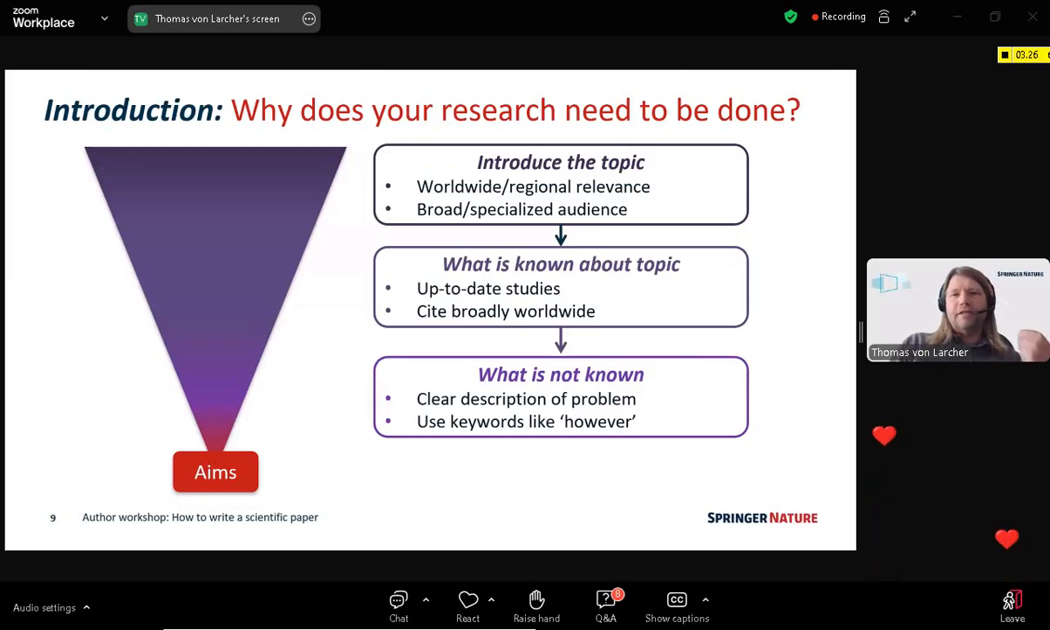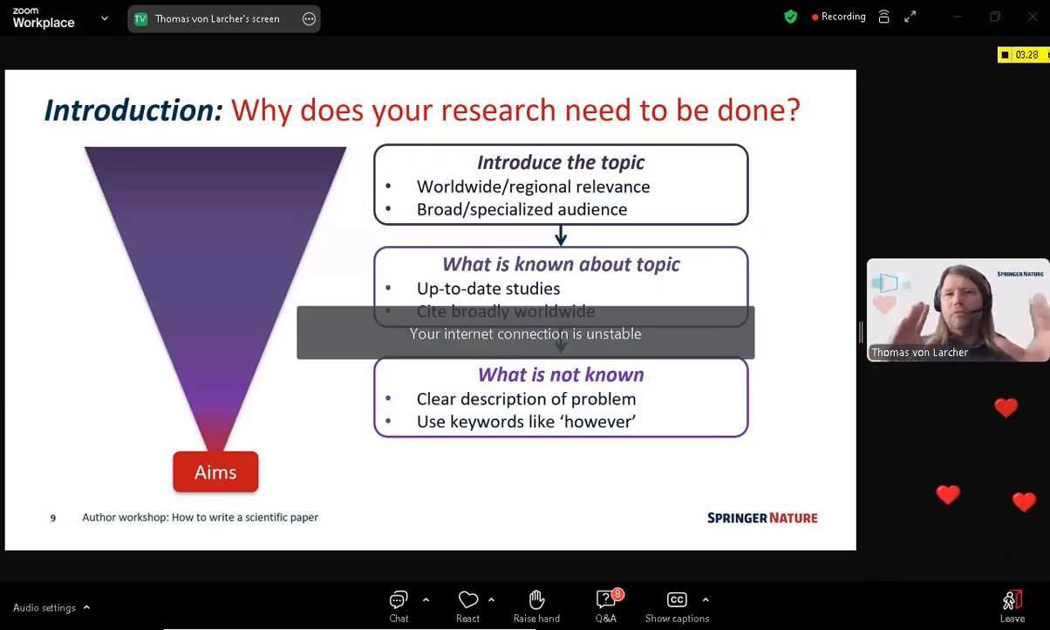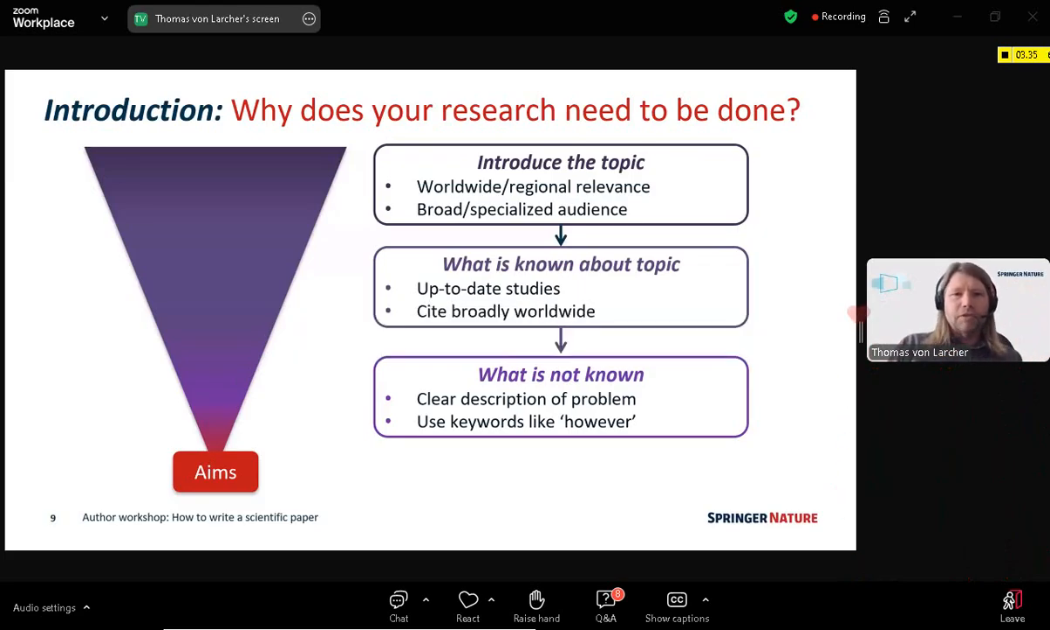And this subsection here, what is not known, leads to the specific aims of your study. So, the specific aims should directly be trying to answer, or in the best way, to solve the problem highlighted in the what is not known section.